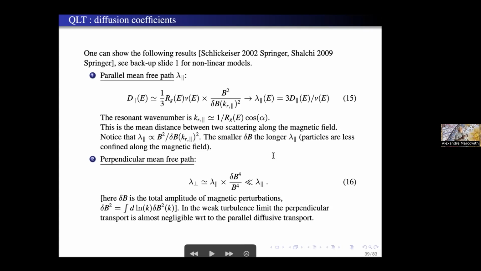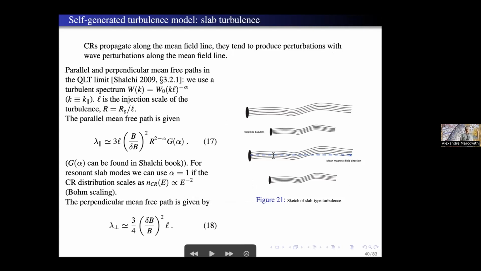Whereas the perpendicular mean free path scales as delta B to the 4 over B to the 4 with respect to the parallel one. So, of course, if you enhance the perturbation, you will disperse your particles more. Okay. So this was more or less a model for cosmic rays in the background or large-scale injected turbulence.